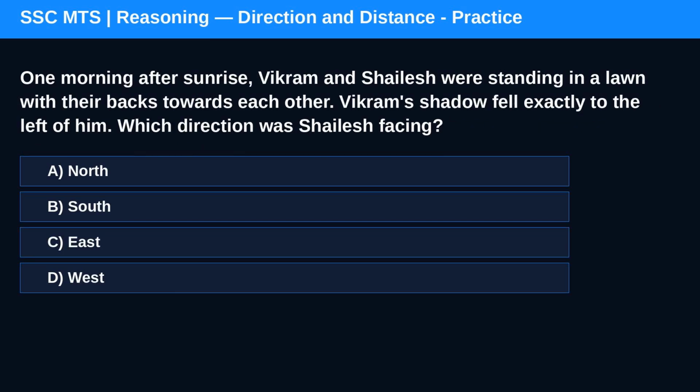Question 4. One morning after sunrise, Vikram and Shailesh were standing in a lawn with their backs towards each other. Vikram's shadow fell exactly to the left of him. Which direction was Shailesh facing? Option A north, option B south.